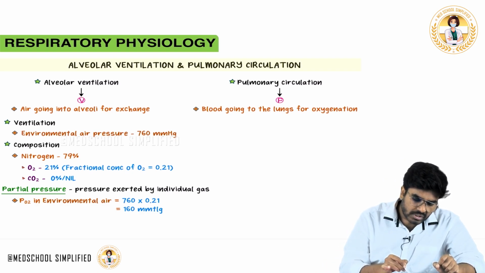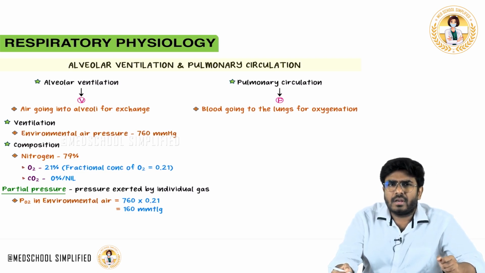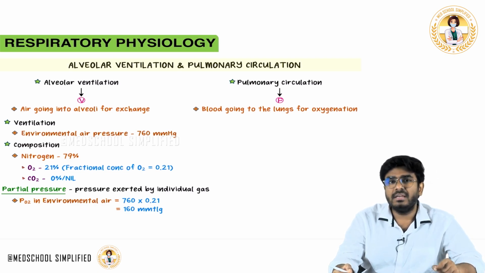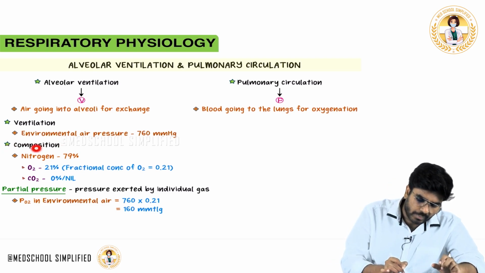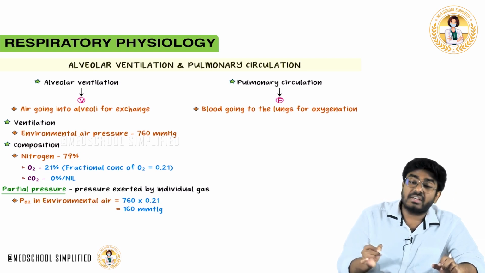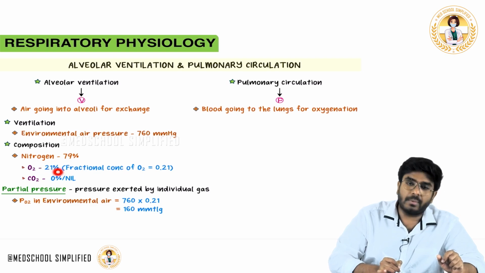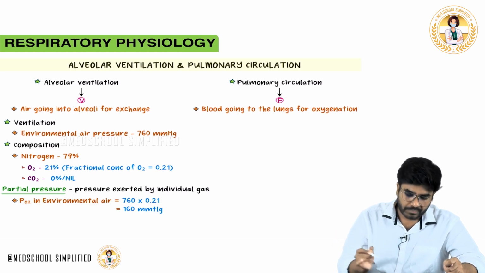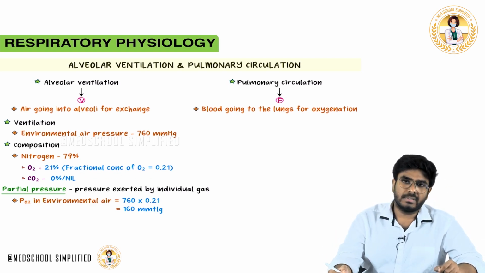Now, let's talk about the composition of environmental air. In the environment, not only oxygen is present, nitrogen is present. Nitrogen is a major gas. Most students will think oxygen has the major composition. No. In the environment, nitrogen composition is 79%. Oxygen composition is 21%. In fractions, the fractional concentration of oxygen is 0.21.